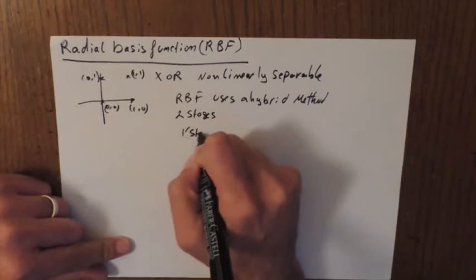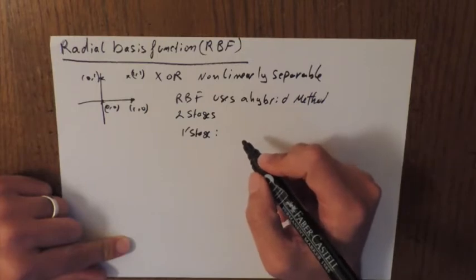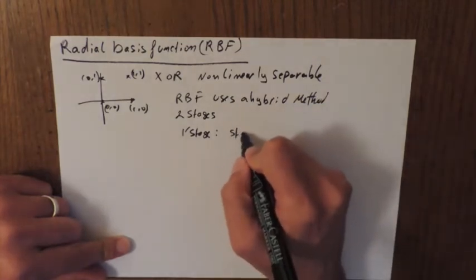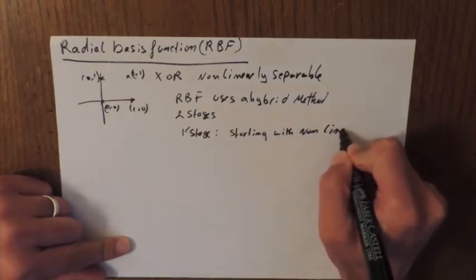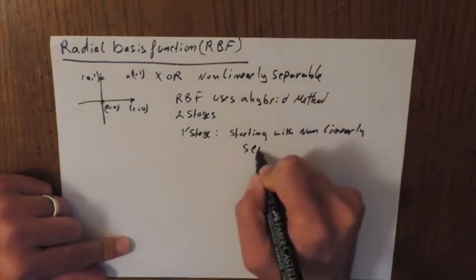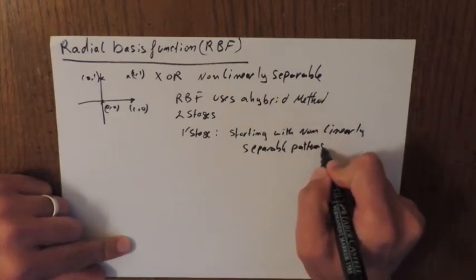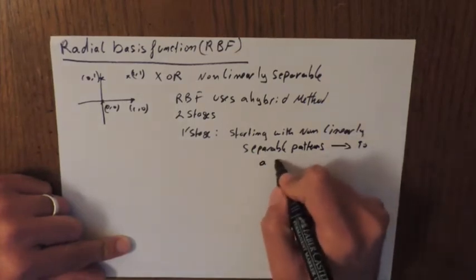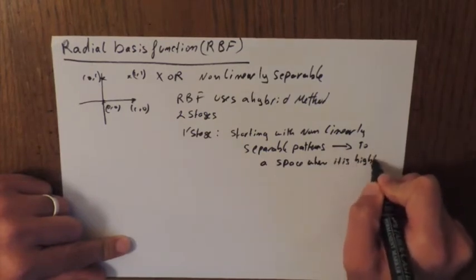So the first stage is, given a set of non-linearly separable patterns, we want to go to a higher dimension where it is highly separable. So starting with non-linearly separable input patterns, transform it to a space where it is highly separable.